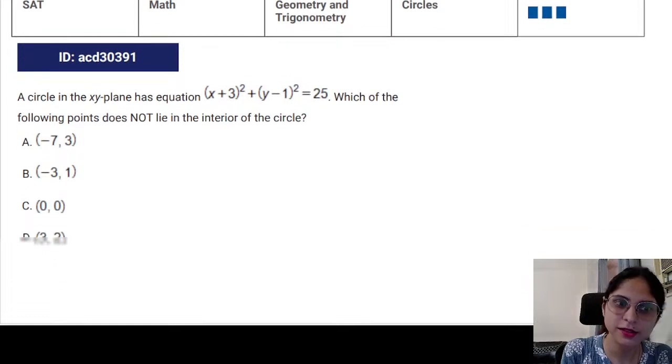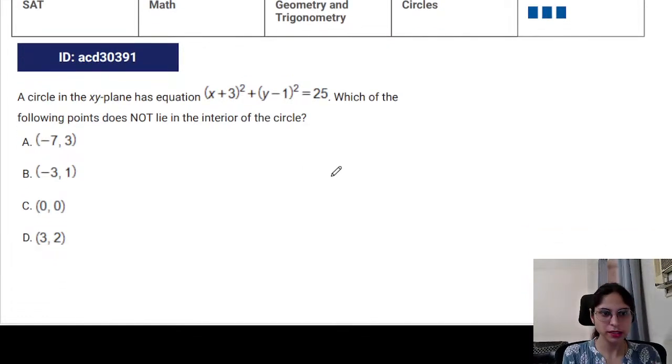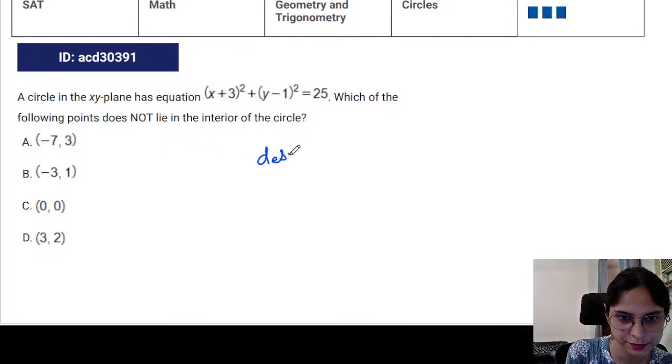Yeah, this is a fairly easy question. You don't have to do anything. (x + 3)² + (y − 1)² = 25. Which of the following points does not lie in the interior of the circle? This is simply Desmos. Just go to Desmos, write all these points, and then see which is not in the interior.